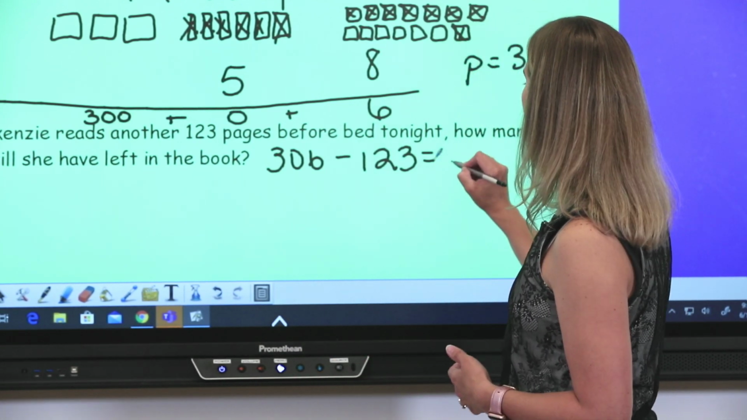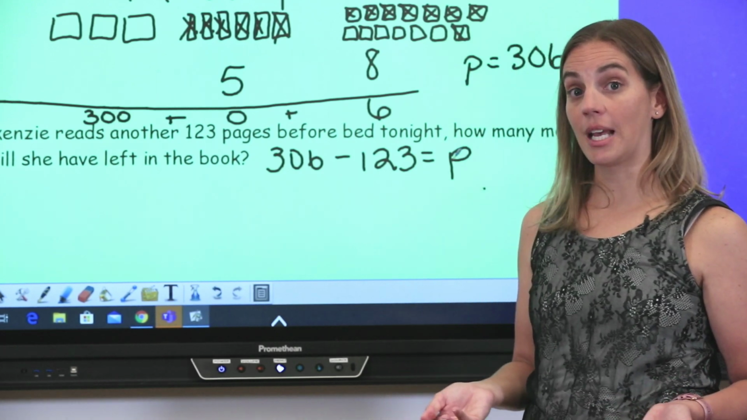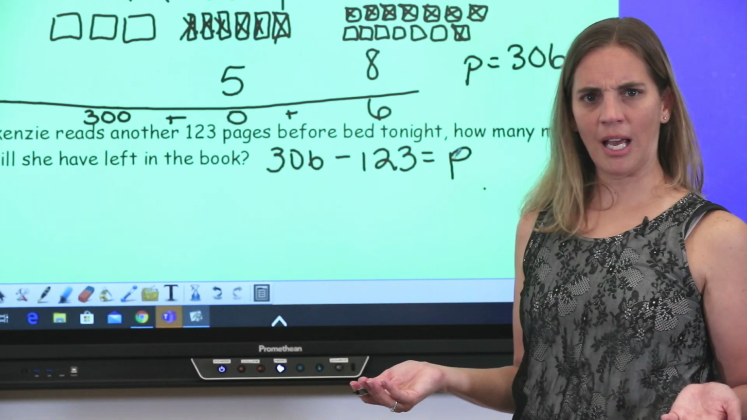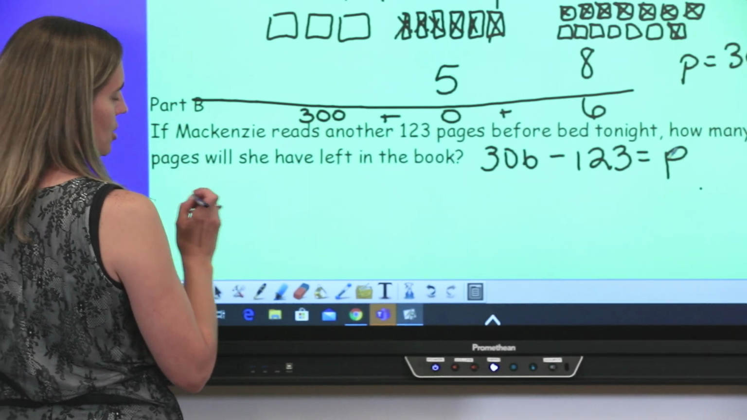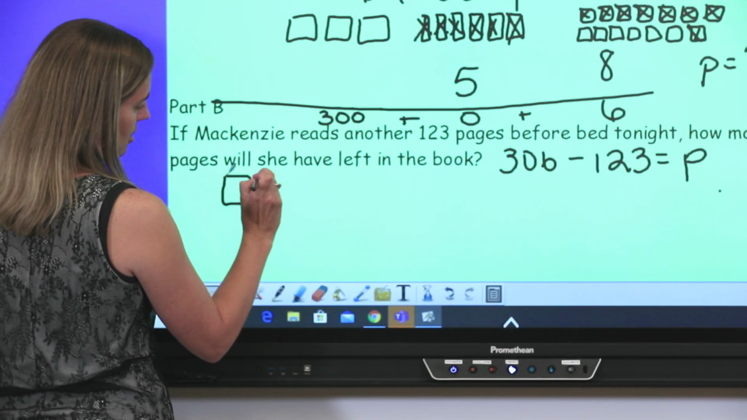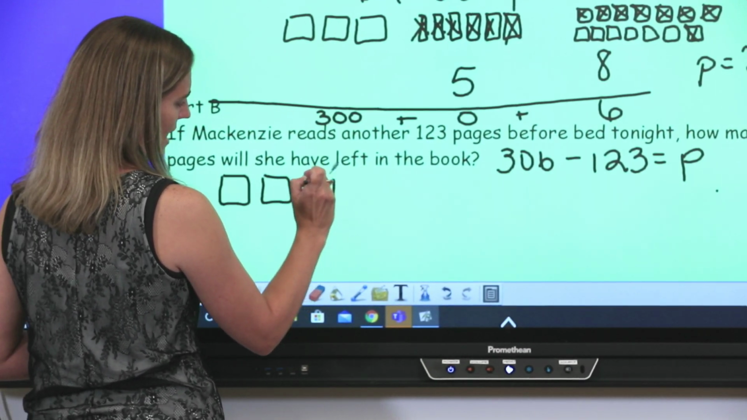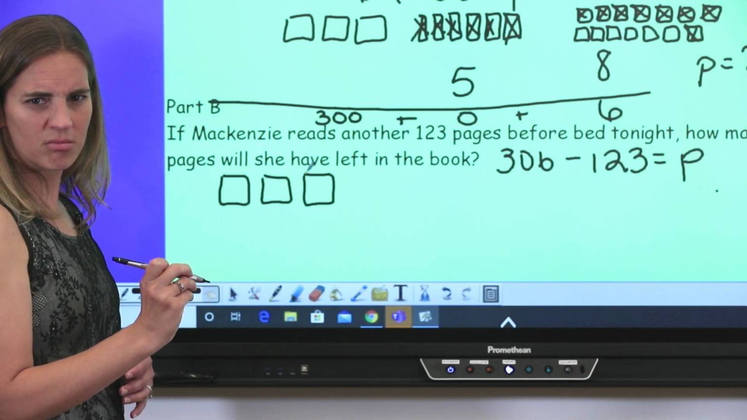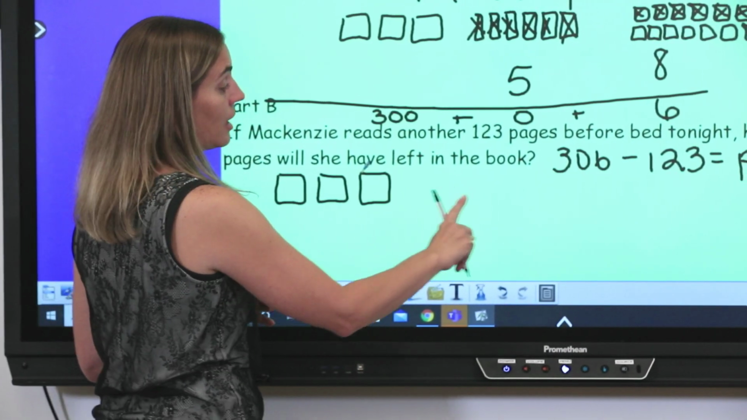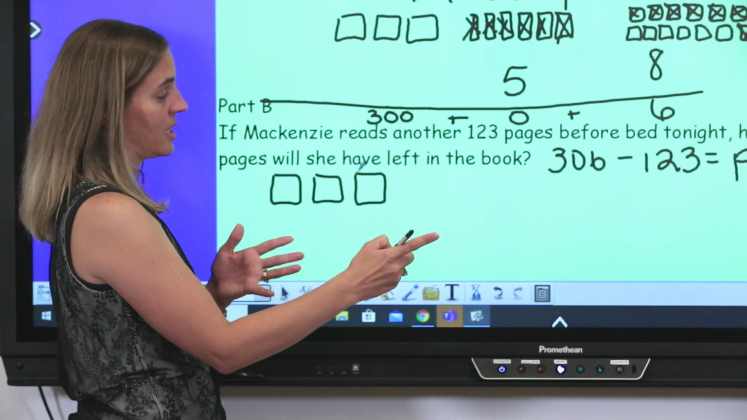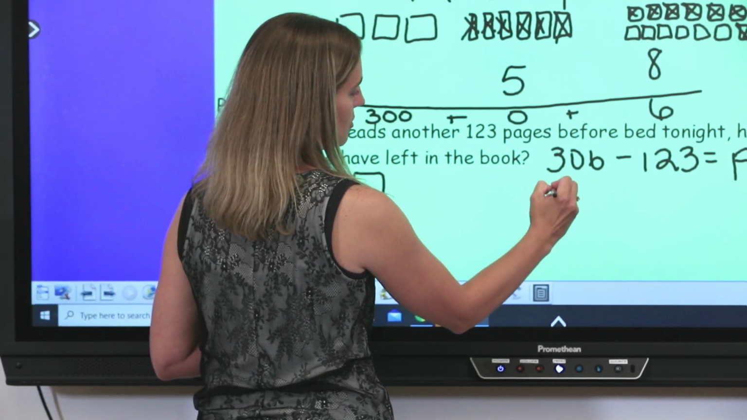So again, I'm going to use letter P to represent the pages she has left. Let's draw this one out as well. Okay, so I'm going to start with 306. So here's 300. How many tens do I draw? That's right, I don't want to draw any. But I am going to leave a space here because I've got to leave a space for tens. And then I'm going to draw my 6 ones.